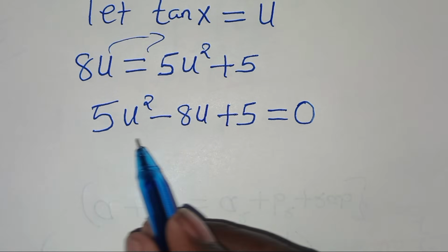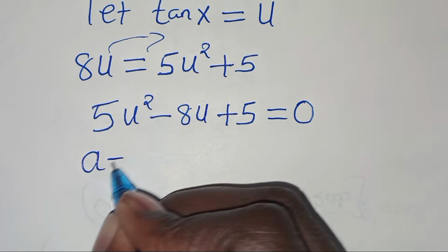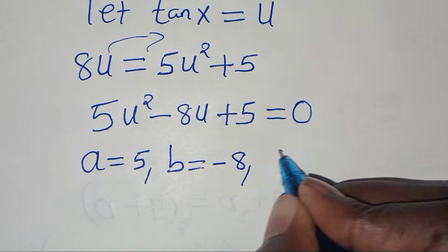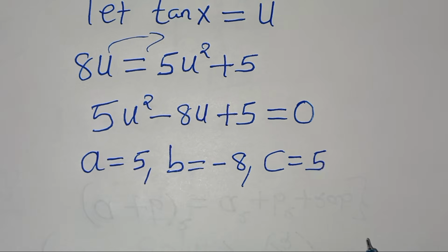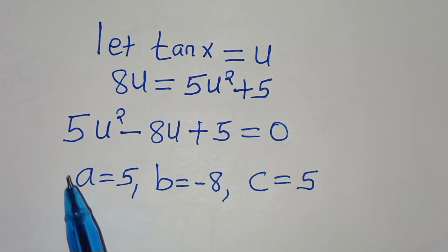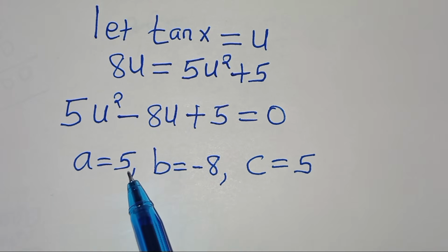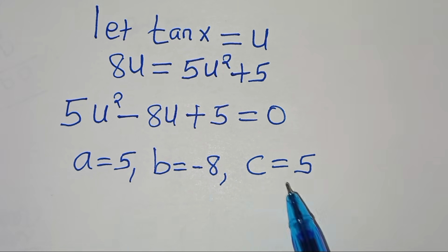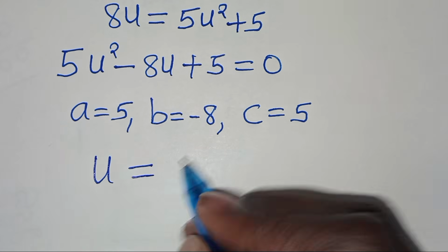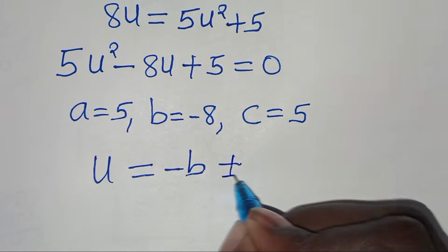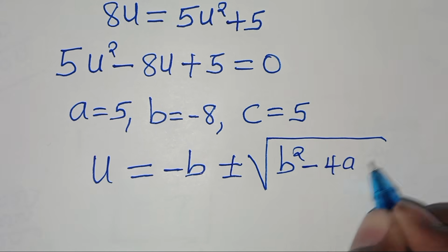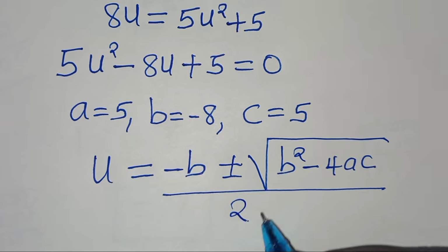Now we form a quadratic equation here where a is equal to 5, b is equal to negative 8, and c is equal to 5. Now we can solve for u by applying the quadratic formula, which is minus b plus or minus the square root of b squared subtract 4ac, everything divided by 2 times a.